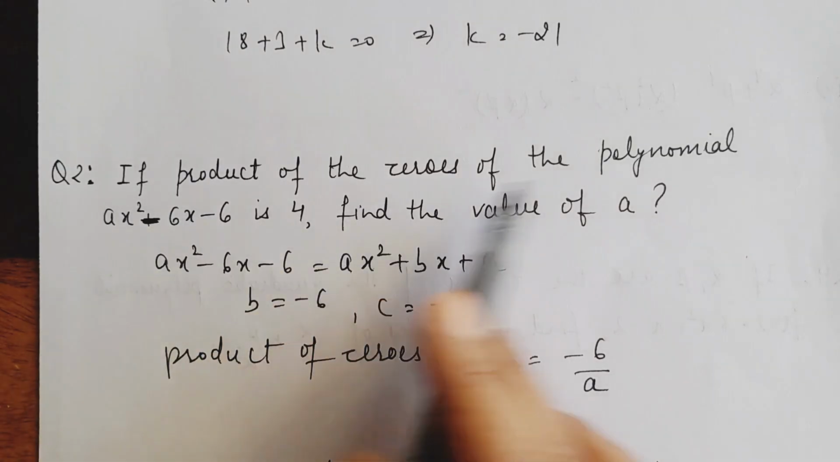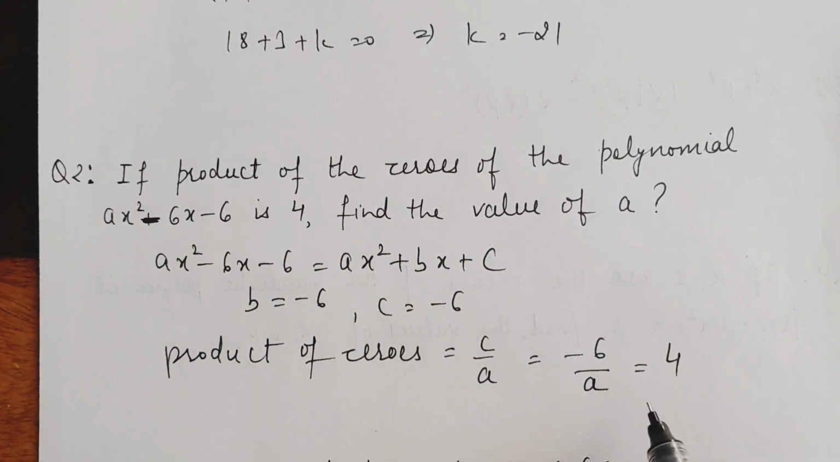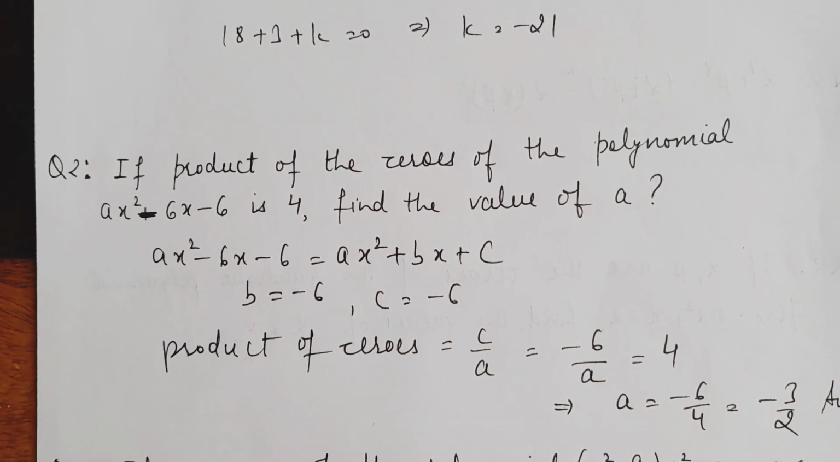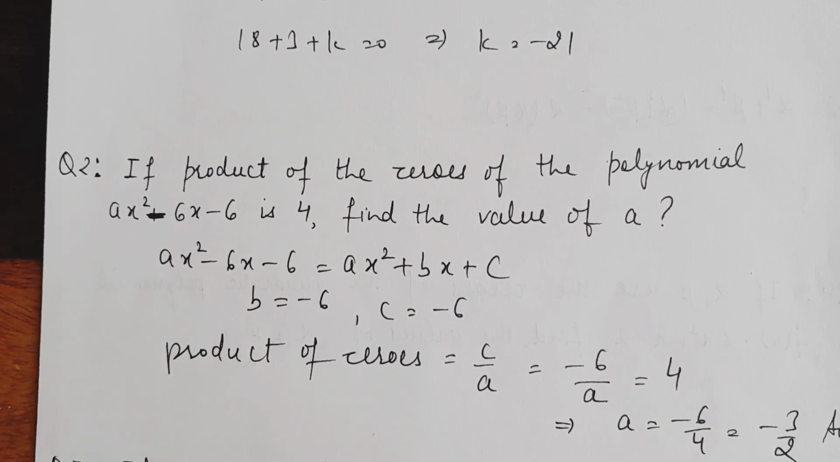And in the question product of the zeros is given to be 4. So let's put it equal to 4. So from there you can find the value of a easily. a will be minus 6 by 4, that means minus 3 by 2. That is your answer. You have to find the value of a only. So these are very small questions. These are asked in 2 or 3 marks, which are very easy questions.